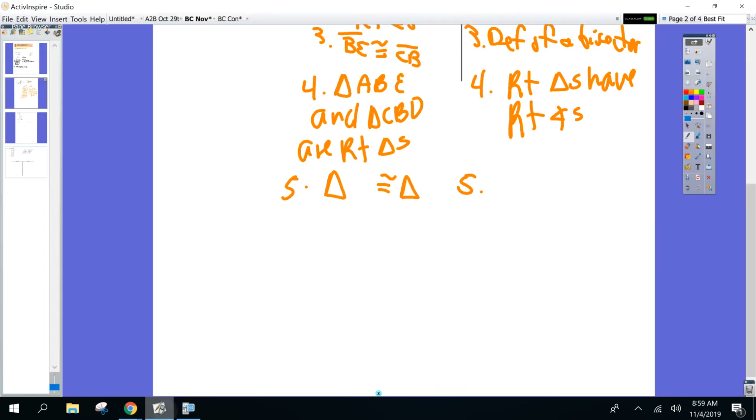Number 20, want to share your congruent statement? Triangle ABE is congruent to triangle... Oh wait, no, that's not right. Oh wait, C. So your second triangle is DBC? Yes. And that's HL.